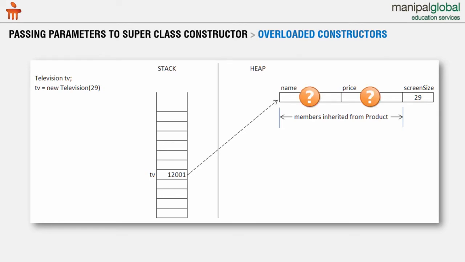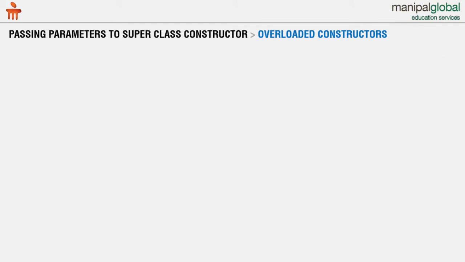Now this is a big problem because we have a product, and we don't know what the name is, what the price is. The other way to do it is, once you did this, you can start calling tv.setName, tv.setPrice and so on. But of course, we wanted to reduce the code. We wanted to put everything in the constructor. So how do we do this?